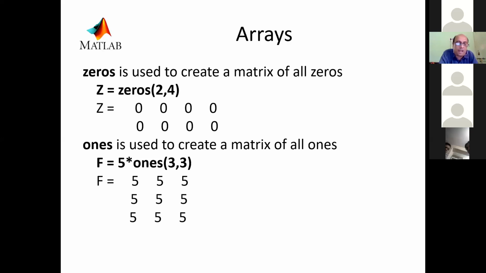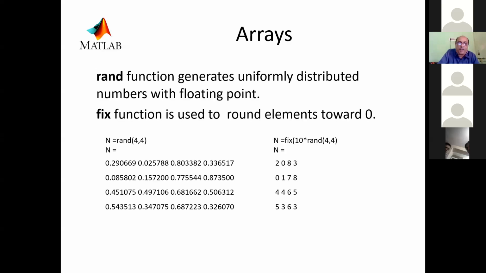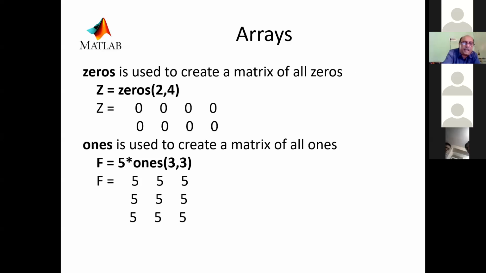Now I write here 5 into ones(1, 3, 3). So the result in front of you is a 3 cross 3 matrix, 5, 5, 5, 5, 5 in this manner. So creating a 1-dimensional array, 2-dimensional array, 3-dimensional array is very easy. I'll show you how you have to create it. For creating this, we have to apply the functions zeros and ones.